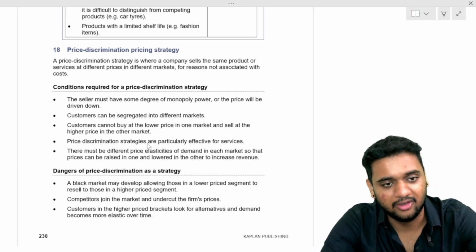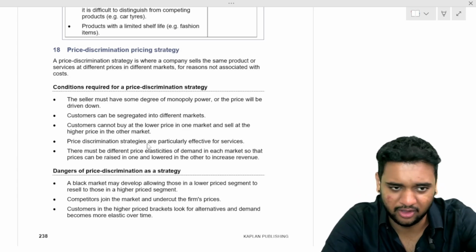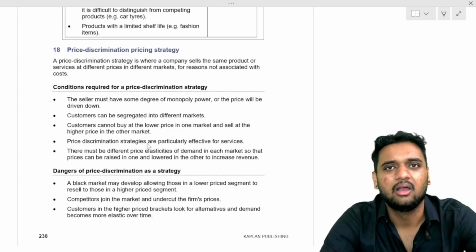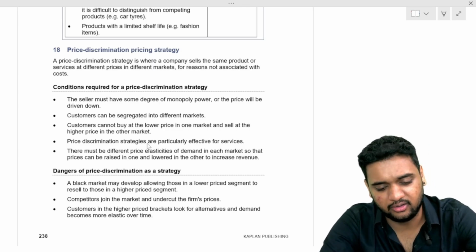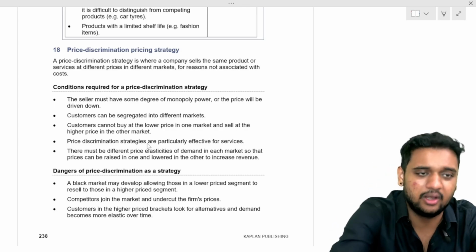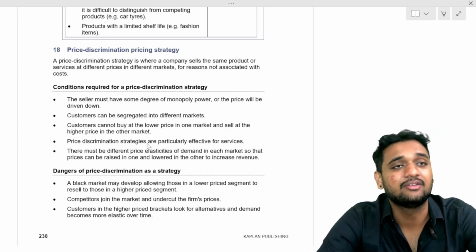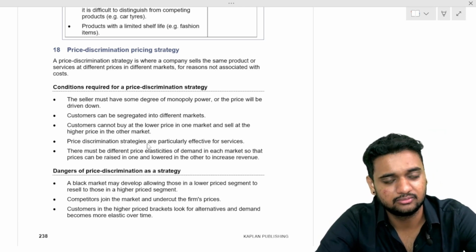You have to remember all five conditions. Not all of them strictly need to be satisfied. It's not mandatory for all five to be satisfied, but mostly price discrimination can happen only if they are. First, the seller should have some monopoly over the product.